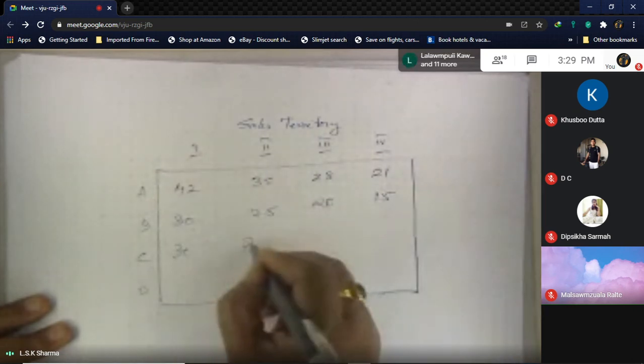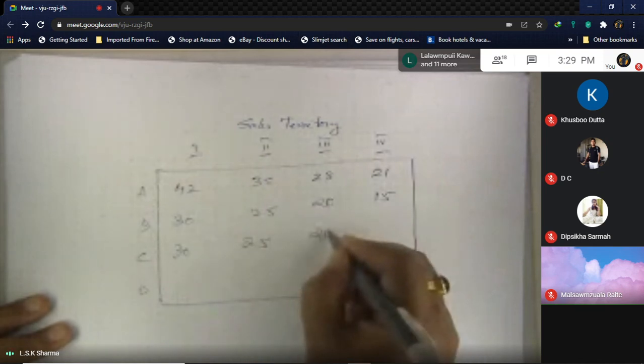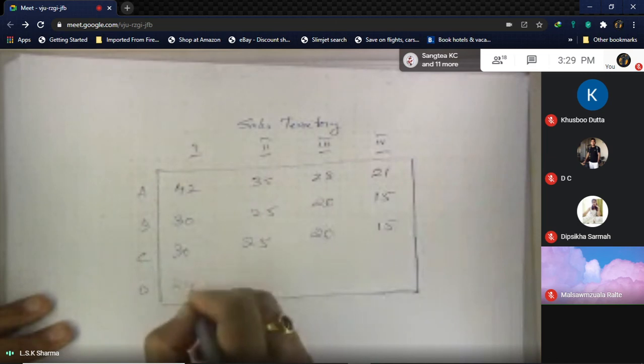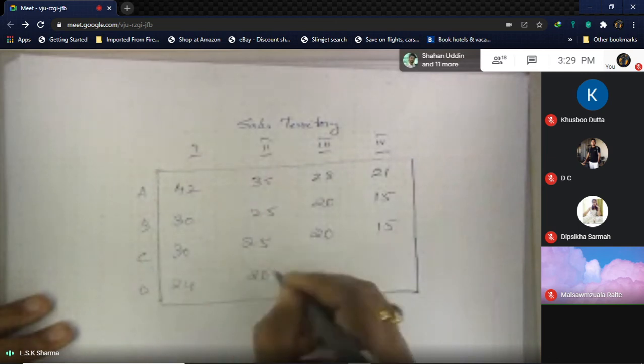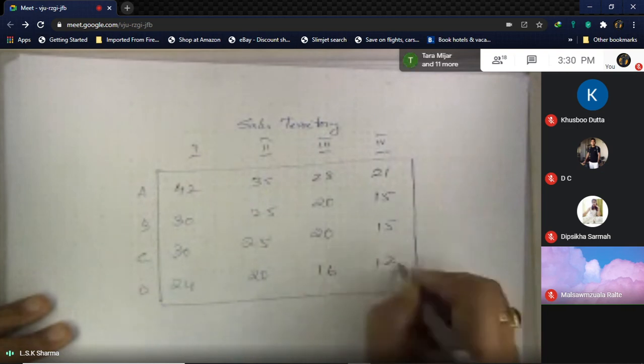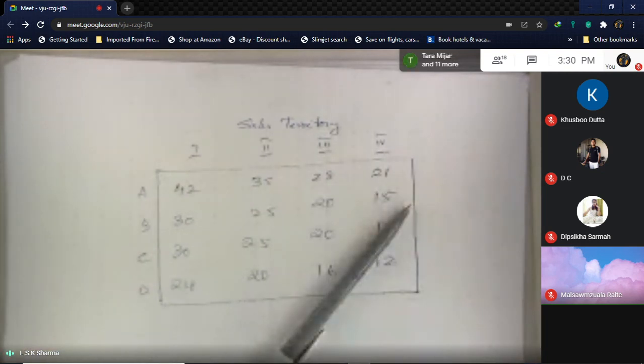Salesman C can bring 30,000, 25,000, 20,000, and 15,000, and salesman D can bring 24,000, 20,000, 16,000, and 12,000. So which salesman should I assign to bring the maximum profit? If you see, earlier what I did was all cost minimization, but here the problem is being asked on maximization. So how do I solve this problem?